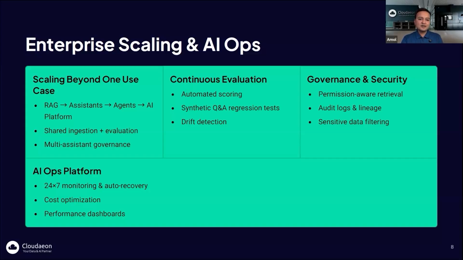Access control remains critical. People should only see what they are meant to see. And audit logs help you track exactly who accessed what. The logging becomes so important here. And finally, AI ops. This keeps everything reliable. It handles monitoring, cost control, and even fixing small issues automatically. This is how you move from just one assistant to many assistants, and finally to a full AI platform for your organizations.